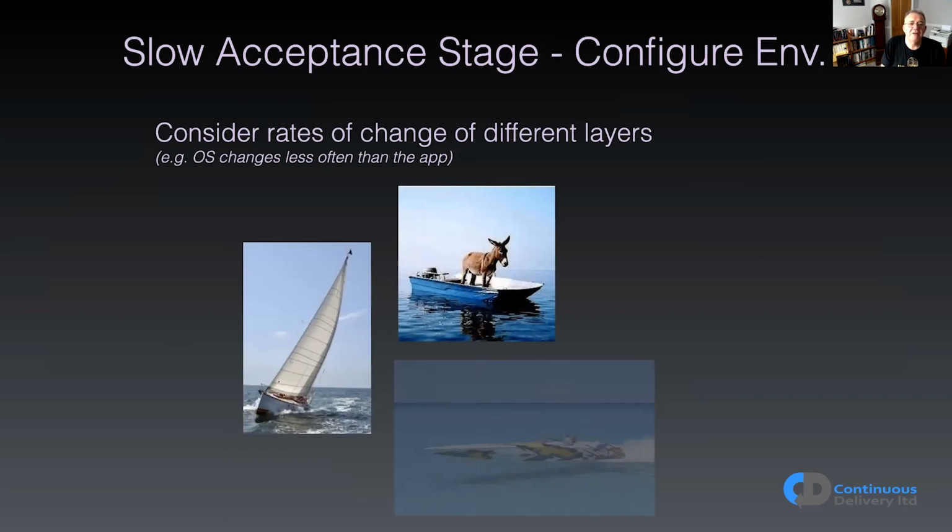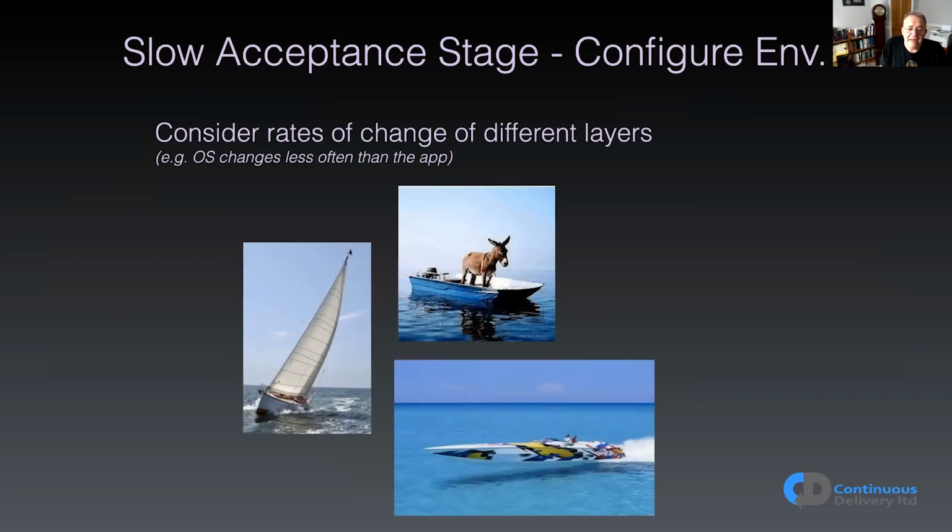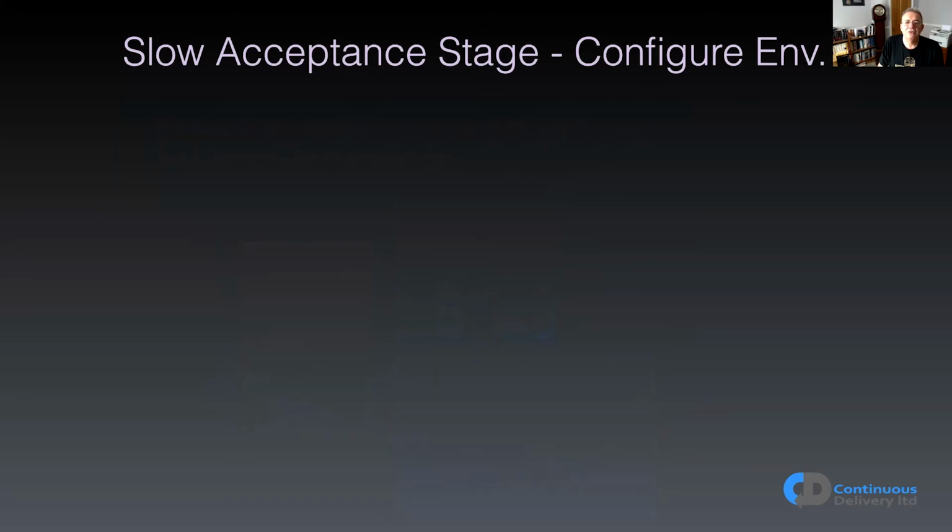So first of all, configuring the environment. Depending on the nature of the environment, this can be easy or complex. But if it is complex, one of the things to think about is the change layers. You're probably not deploying changes to the version of your operating system as frequently as you are deploying changes to the application. So you could optimize so that you reuse the operating system part of the deployment, and you don't have to redeploy that every single time. That's one way forwards.